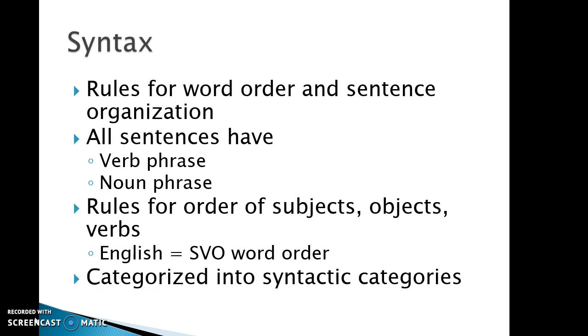So let's talk a little bit about syntax now. When we're talking about syntax, we're talking about the rules for word order and sentence organization. And we know that all sentences across the world universally have a verb phrase and a noun phrase. So you have to have a subject and you have to have a verb. But there are rules within given languages for the order of how those things go together in terms of subject, object, verb. So in English, it's a subject, verb, object word order. She poked him. I love bacon. All would be examples of subject, verb, object in terms of their word order.